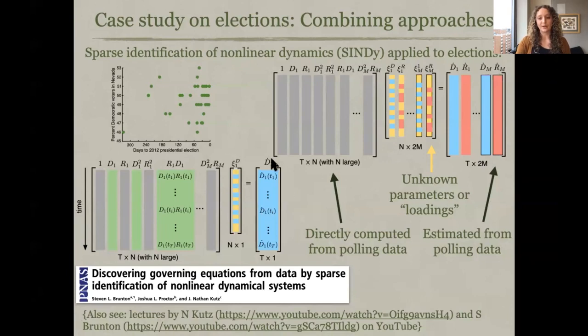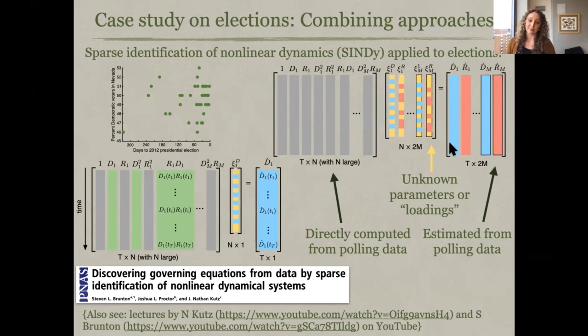So this is an example of what the system might look like, where D1 is just the polling data for state 1, and this is its polling data in time. R1 is the polling data in time for Republicans in state 1. D1 squared would be just squaring the polling data in time for Democrats in state 1. So this is a matrix that is constructed based on the data. And then over here, you can estimate from your data the change in the percentage of Democratic voters in time for a given year, the change of Republican voters in time for a given year, and so on.